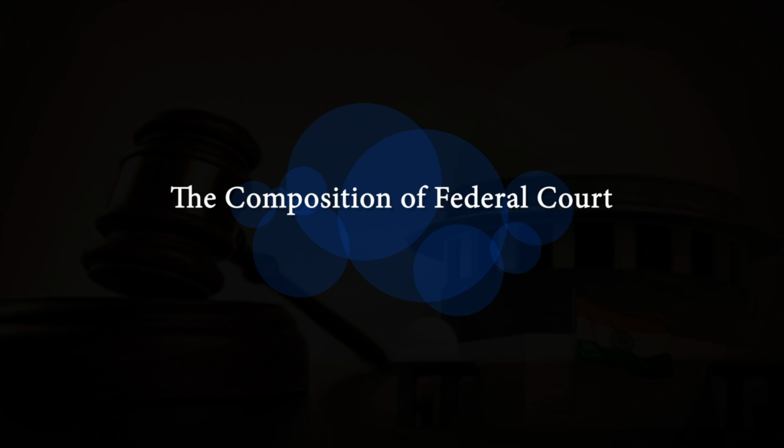My dear learners, let us discuss the composition of Federal Court. As per the provisions of the Government of India Act 1935, the Federal Court consisted of a Chief Justice of India and not more than 6 puisne judges. Every judge of the Federal Court was appointed by His Majesty by warrant under the Royal Sign Manual and was to hold office until he attained the age of 65 years.